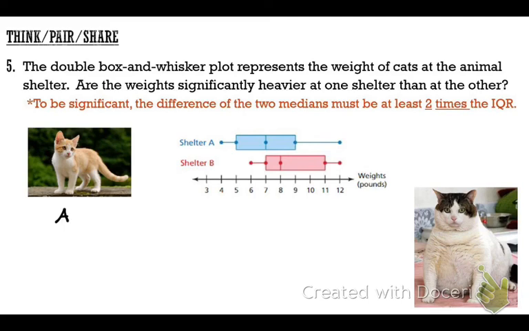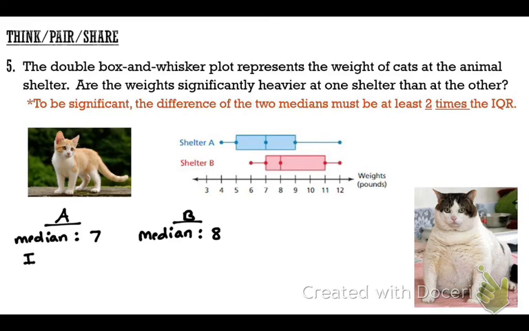So let's focus on shelter A. What is the median of shelter A, class? 7. Okay, that's the number in the center. Let's talk about the median of shelter B. What would it be? 8. So we know right now we're going to have the difference of those two medians. Guys, what's the difference of those two medians? 1. 8 minus 7 is 1.